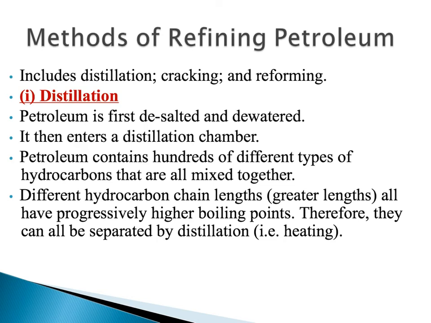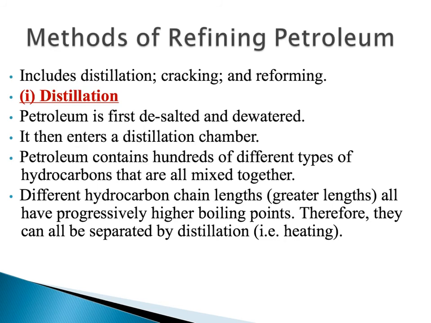When the petroleum comes out of the ground naturally, it needs to be refined, and the three different types of refining that take place are distillation, cracking, and reforming. For distillation, the petroleum is basically desalted and dewatered first, and then they put it inside a distillation chamber. You have a lot of different types of hydrocarbons that are all mixed together, so the first thing you need to do is to separate those. It's also important that you realize that these different hydrocarbons are at different lengths, and to separate those different lengths of hydrocarbons is going to require different boiling points.